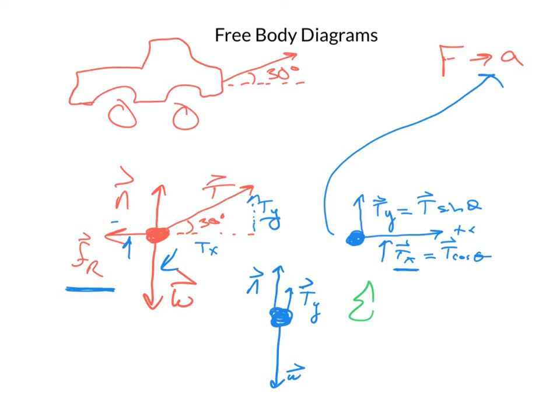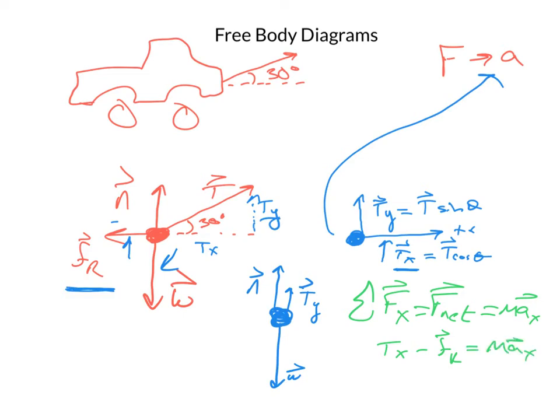The sum of the forces in the x direction equals the net force, which equals mass times acceleration in the x direction. And you should get sick of saying that. But what does that mean? It means I take all of the forces in the x direction. In the positive x direction, I have Tx. In the negative x direction, I have the force of rolling friction, and that equals mass times acceleration.